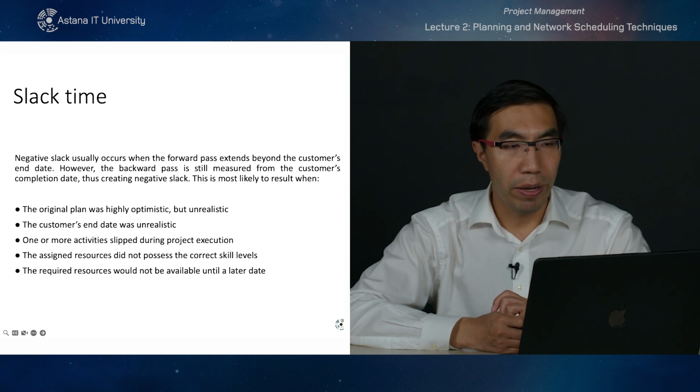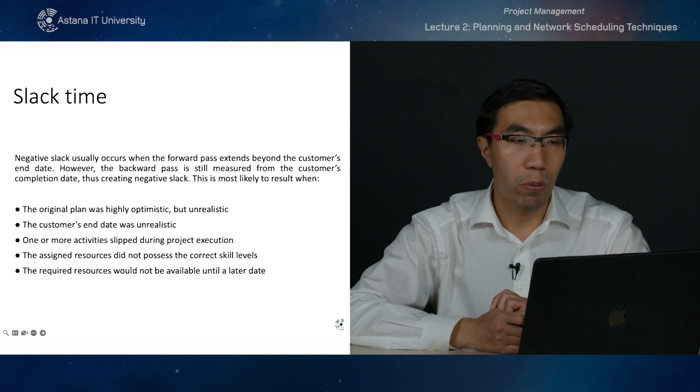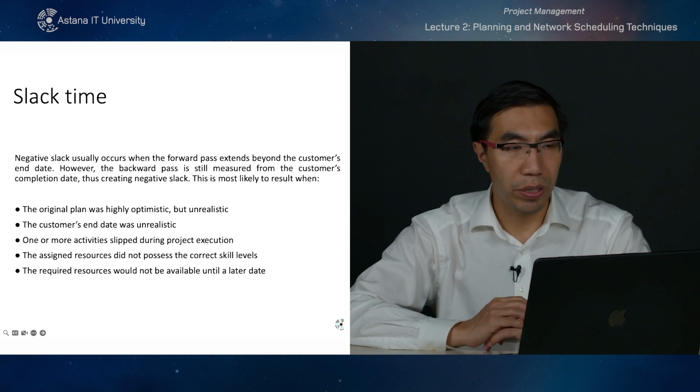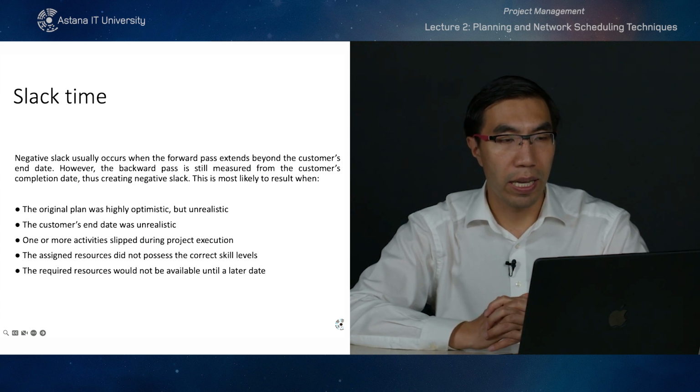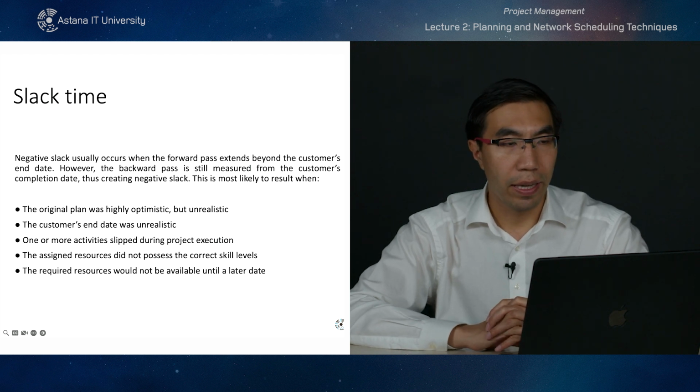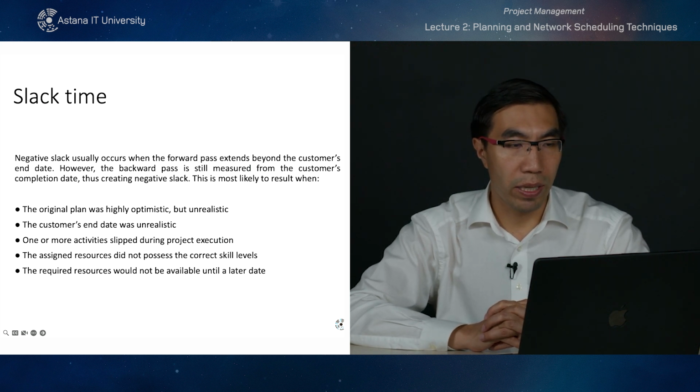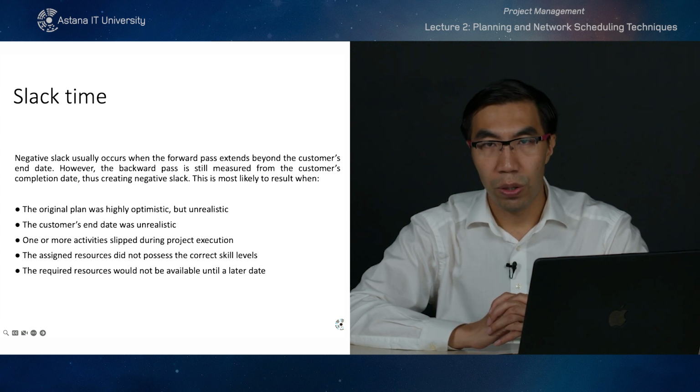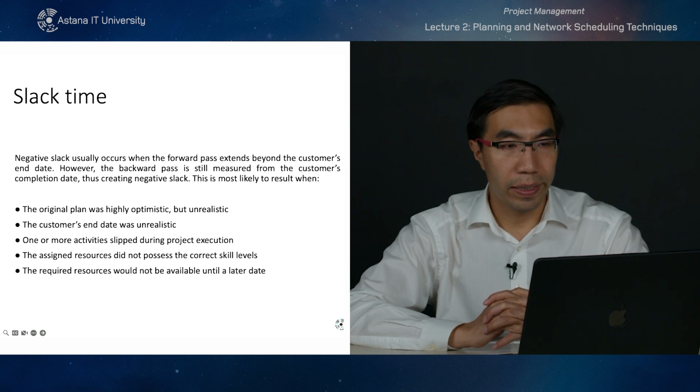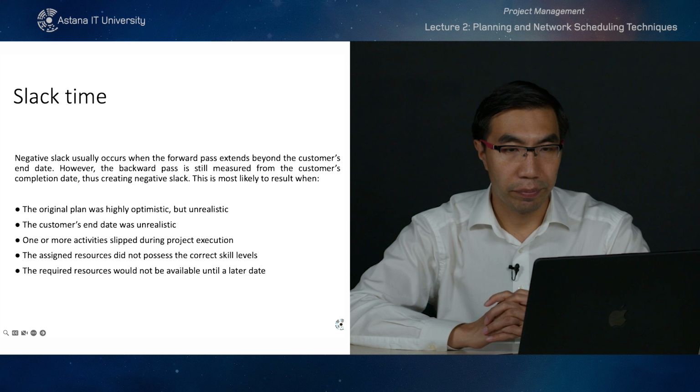So sometimes you might have a negative slack, which usually occurs when the forward pass extends beyond the customer's end date. However, the backward pass is still measured from the customer's completion date, thus creating negative slack. So this is most likely to result when the original plan was highly optimistic but unrealistic, and the customer's end date was unrealistic. One or more activities slipped during project execution, which is often the case. Then the assigned resources did not possess the correct skill levels. The required resources would not be available until a later date.